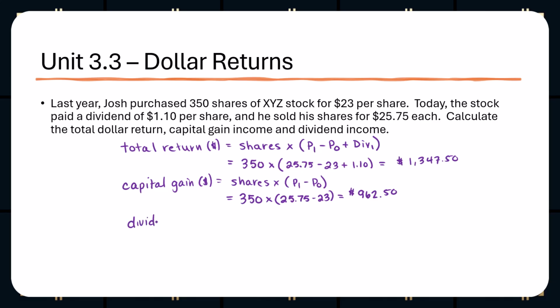Now, to find the dividends, I could just take the total return minus the capital gain, but let's go ahead and just do the calculation. So the dividend income in dollars, again, is going to be the number of shares that he owns times the dividend that he received, and that is 350 times $1.10, and it appears that he received $385 in dividend income.